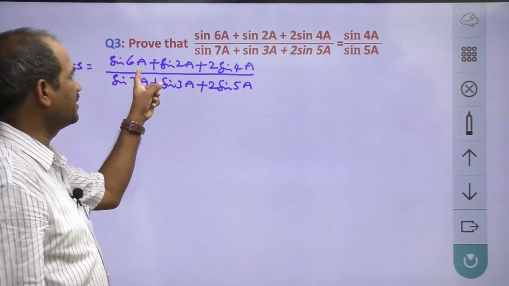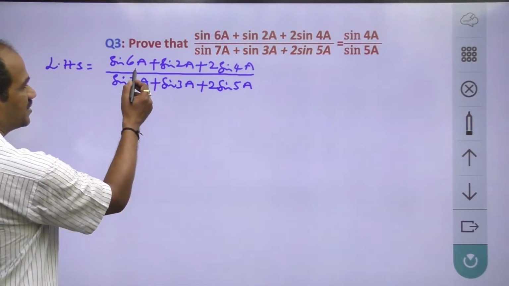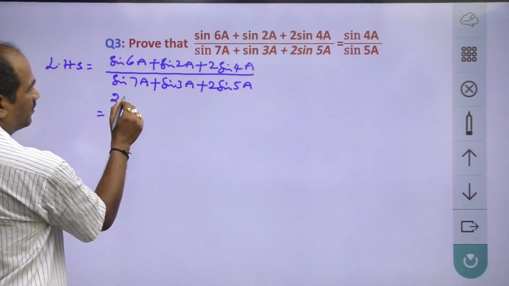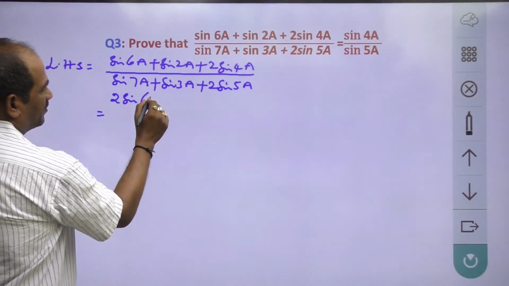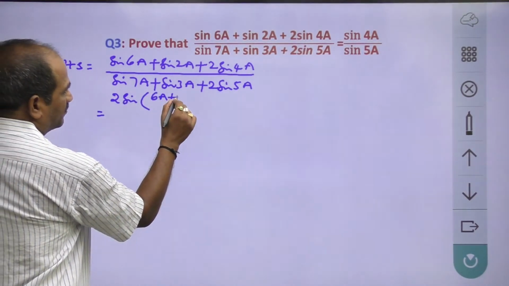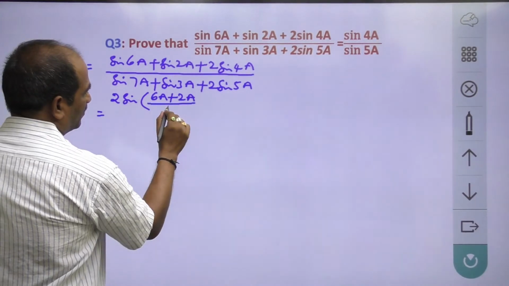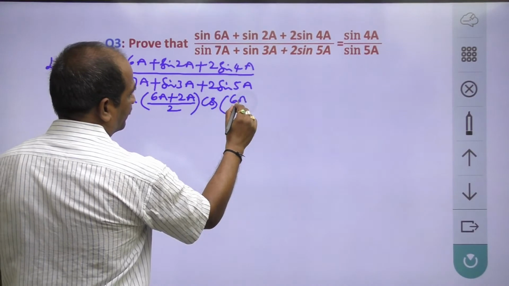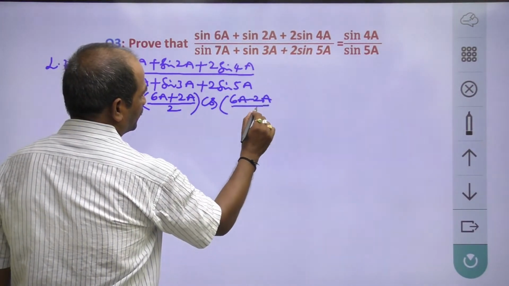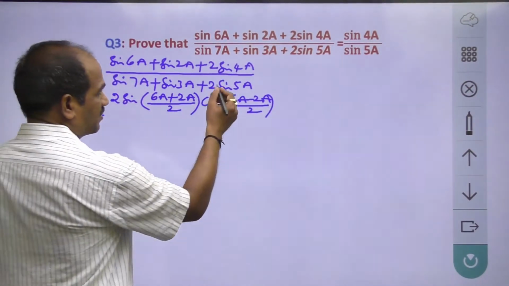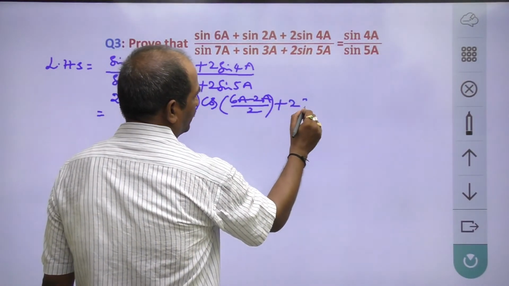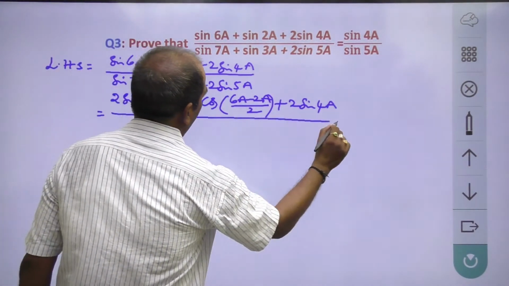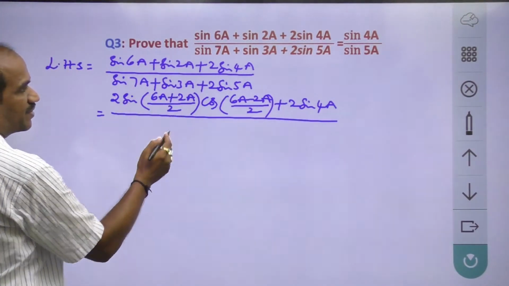So here the first formula, sin c plus sin d, is equal to 2 into sin of (c plus d) by 2. C plus d by 2 means (6a plus 2a) by 2, into cos of (c minus d) by 2, cos of (6a minus 2a) by 2. Next, plus 2 into sine of 4a, whole by sin c plus sin d.